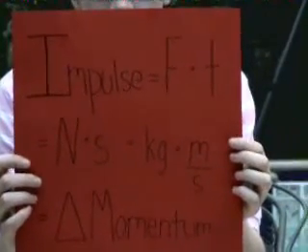Thus, impulse equals force times time. From the units for impulse, newtons times seconds, we can see that impulse equals the change in momentum. When an object exerts an impulse on another object through a collision, causing a change in momentum, the net momentum before the collision equals the net momentum after the collision. This is the law of the conservation of momentum.